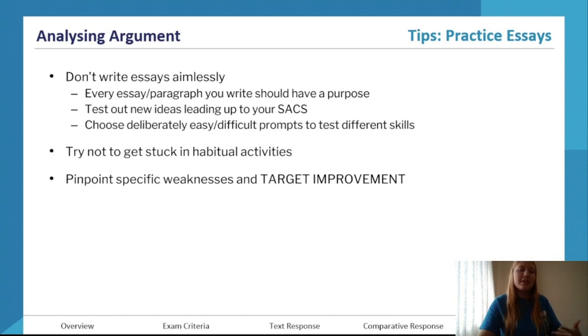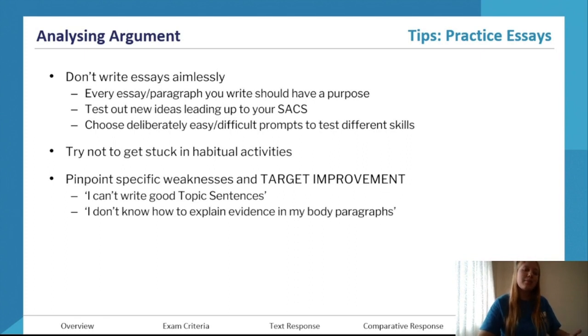Pinpoint all of your weaknesses, get good feedback, keep track of feedback, and target improvement. And a key strategy is rewrite things that you've not written well after you've gotten feedback. So, for example, target improvement, I can't write good topic sentences. Work on that. Research examples of topic sentences and how the process works. Seek out resources, seek out your teacher, do exercises where you're literally just planning for an essay and planning your contention and topic sentences, and do it until you feel you get better.